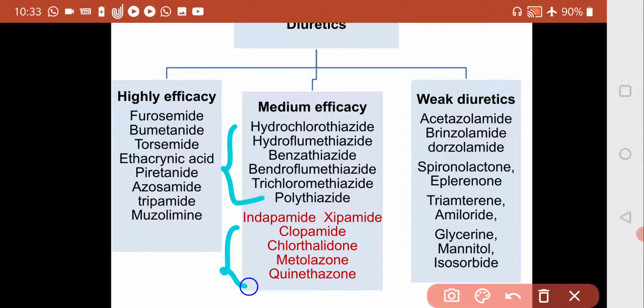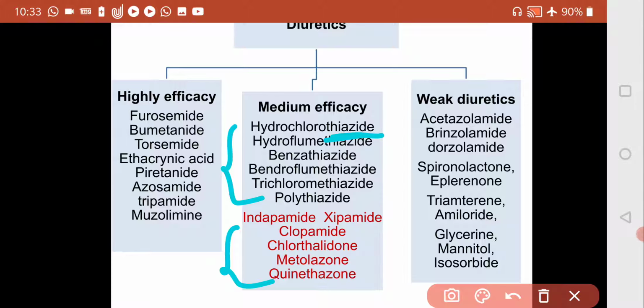Then medium efficacy diuretics: thiazide and thiazide-like diuretics. So here the thiazide will come: hydrochlorothiazide, hydroflumethiazide, benzthiazide, bendroflumethiazide. So it contains the thiazide. Okay, try to remember this.